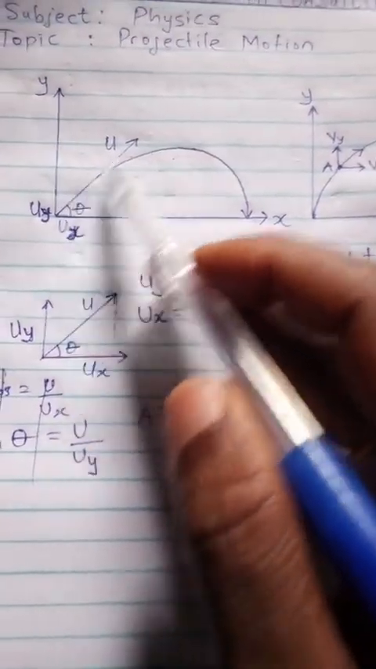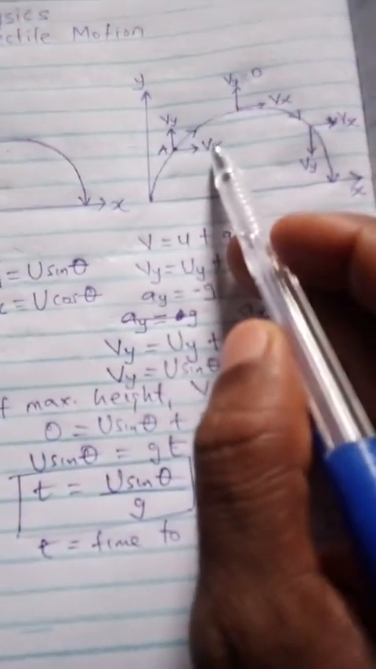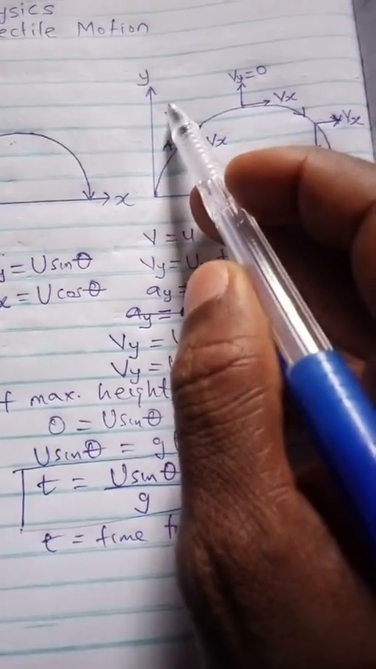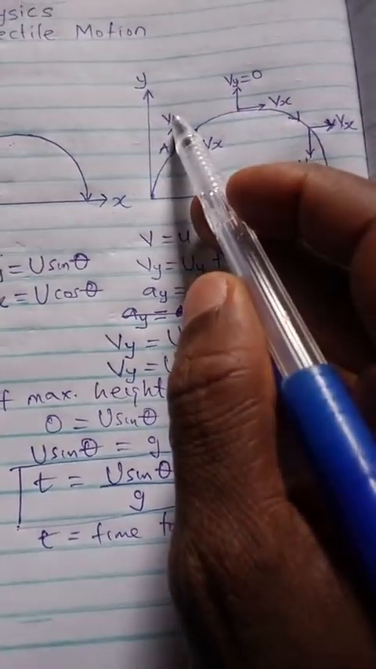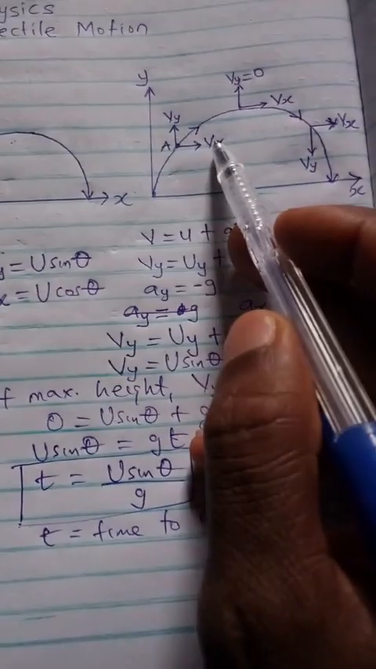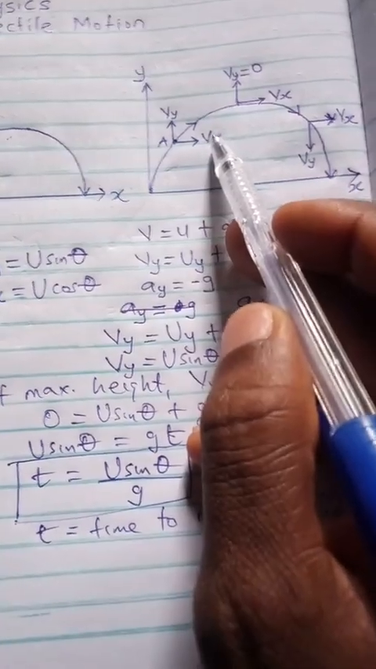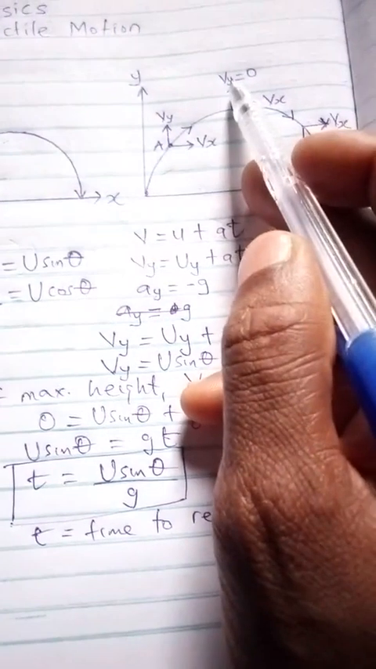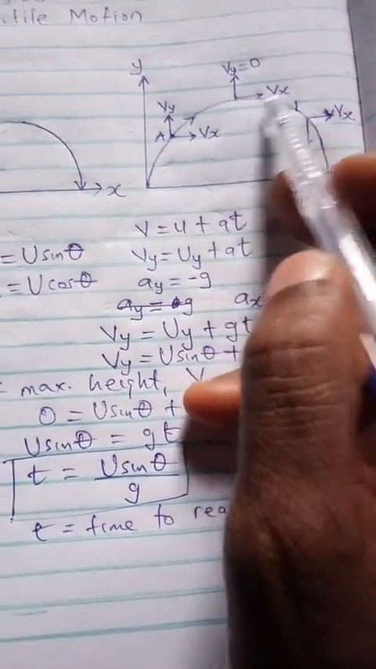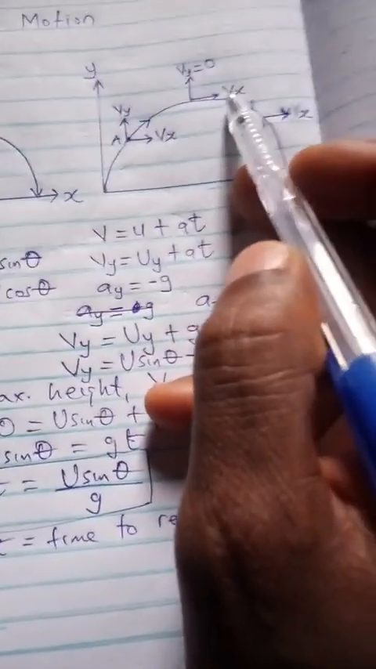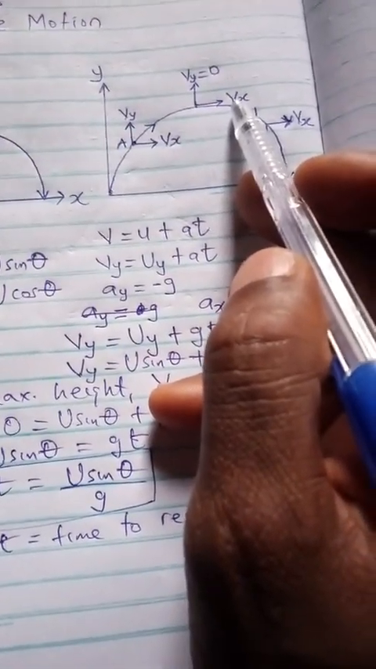So as it moves, it performs two separate independent motions. It moves horizontally and also moves vertically. As it's going up, it moves vertically with velocity Vy, and moves horizontally with velocity Vx. At the maximum height, it no longer moves up, so the velocity Vy becomes zero, while it continues with this Vx, which remains the same throughout the motion.